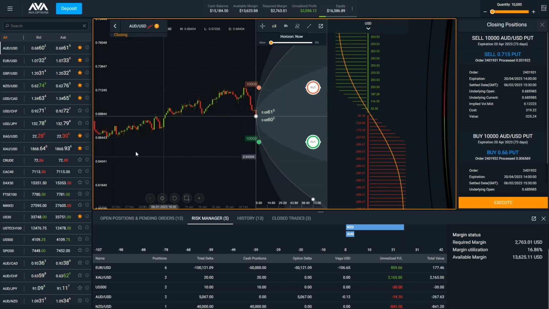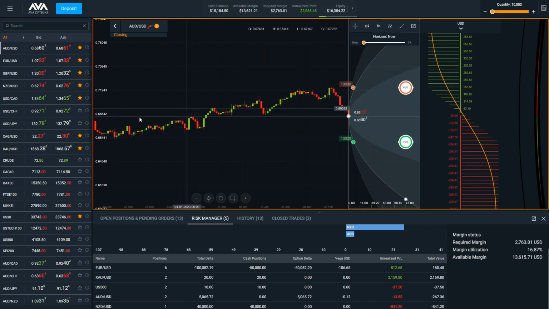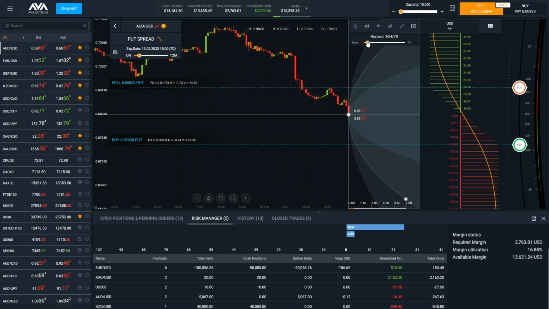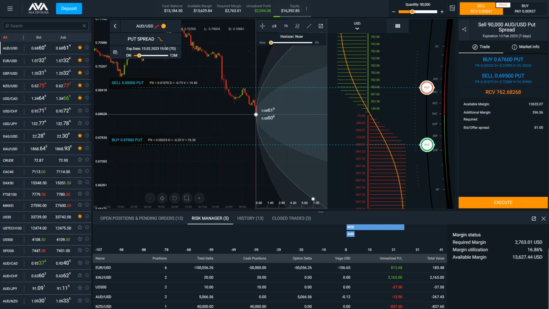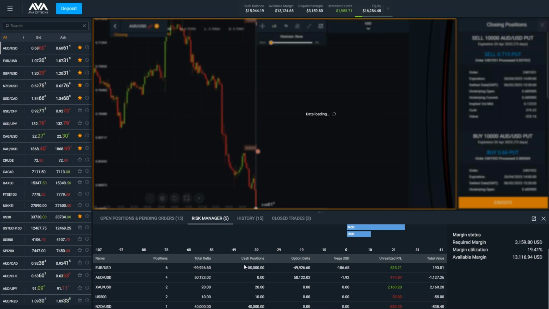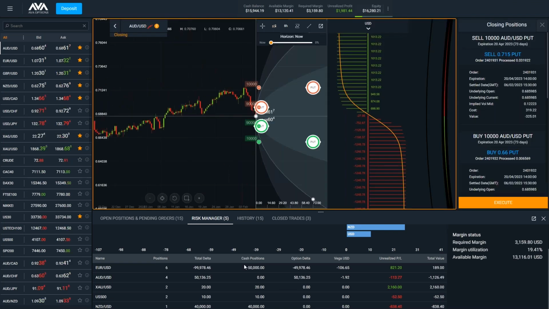If I want to, let's add to that because I only did a tiny trade. Let's do it again. Aussie put spread. And I'll do another 90,000 so that I have a total of 100. Execute. Now I've got more on. My net risk will be 50,000 instead of just 5,000. And I actually managed to choose a different expiration date this time, but this is how it looks. Okay, kind of cool. And so I'm long 50,000.